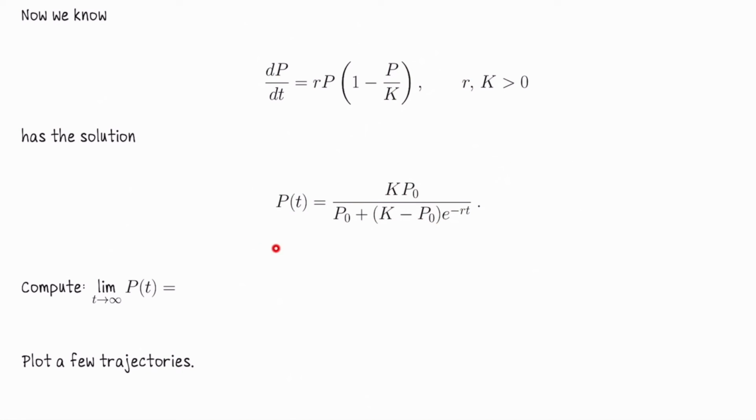Let's see if our solution matches the long-term behavior that we predicted from the slope field. So what happens as time t goes to infinity? The only place we see t is down here in this exponential term in the denominator. As t goes to infinity, e to the negative rt goes to 0. So the limit of our population goes to k times the initial population divided by the initial population. So it goes to the carrying capacity. That matches the behavior that we saw in the slope field.